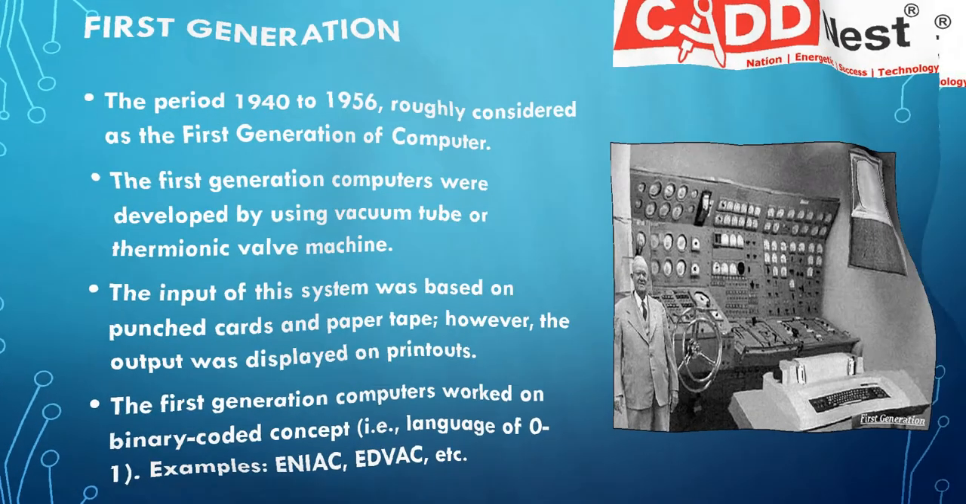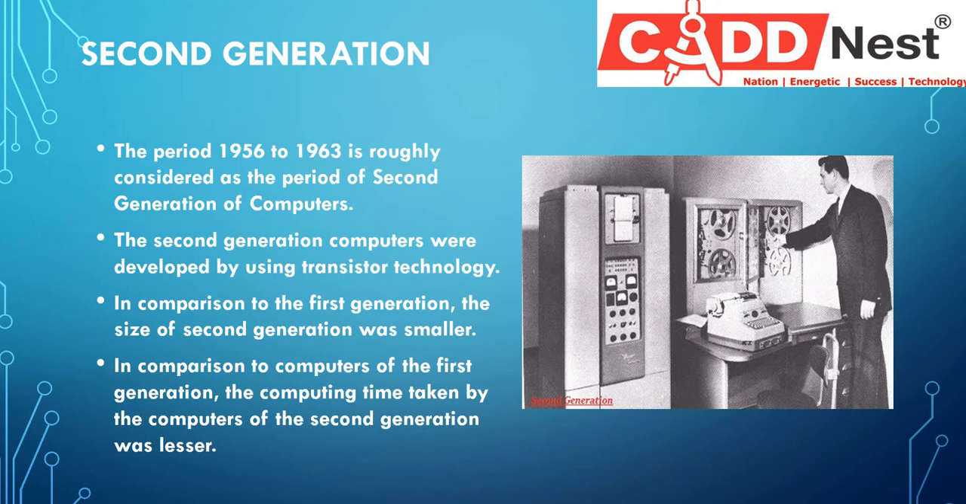Let me move on to the second generation. The period 1956 to 1963 is roughly considered as the period of second generation of computers. The second generation computers were developed by using transistor technology. In comparison to the first generation, the size of second generation was small. In comparison to computers of the first generation, the computing time taken by the computer of the second generation was lesser.